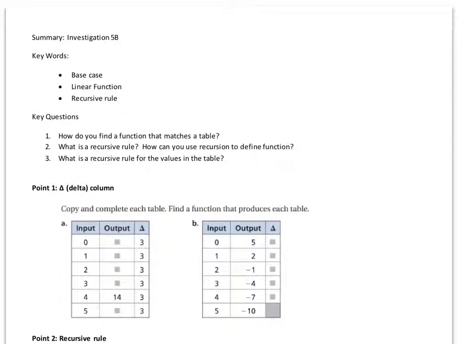This video is to summarize investigation 5B. So the keywords are the base case, linear function, and recursive rules. And key questions are: how do you find a function that matches the table, recursively and also in closed form? And what's the recursive rule? How can you use recursion to define a function? And then what is the recursive rule for the value in the table?